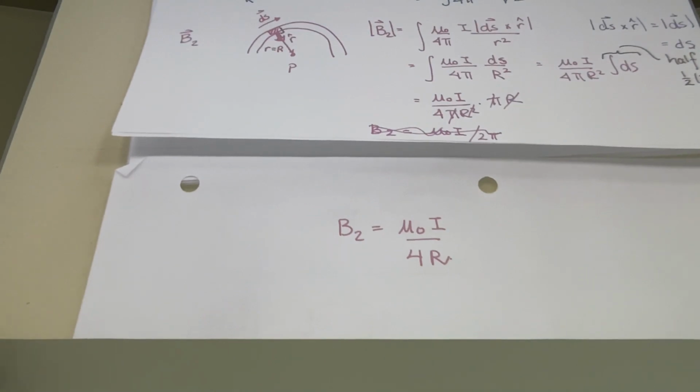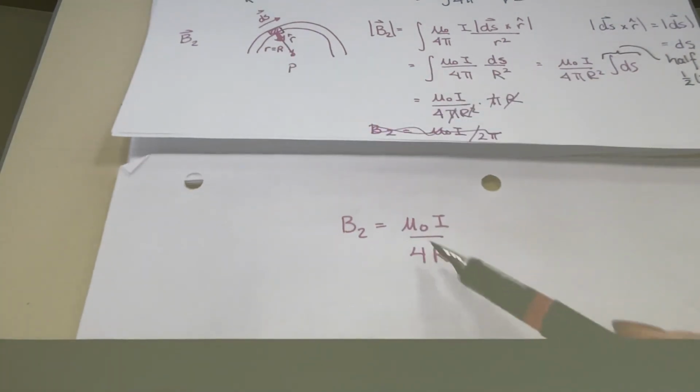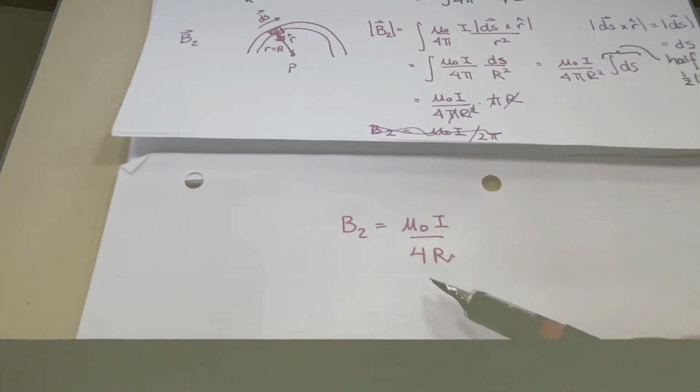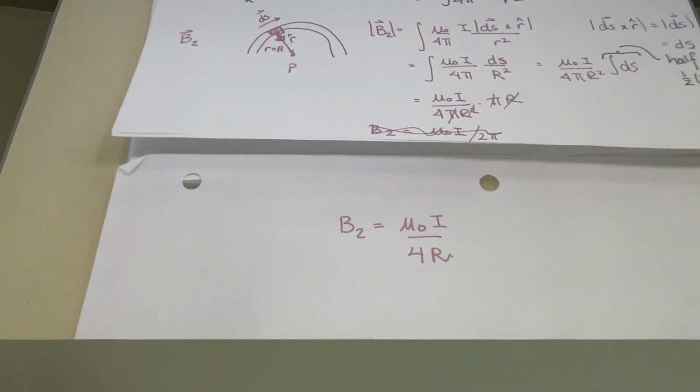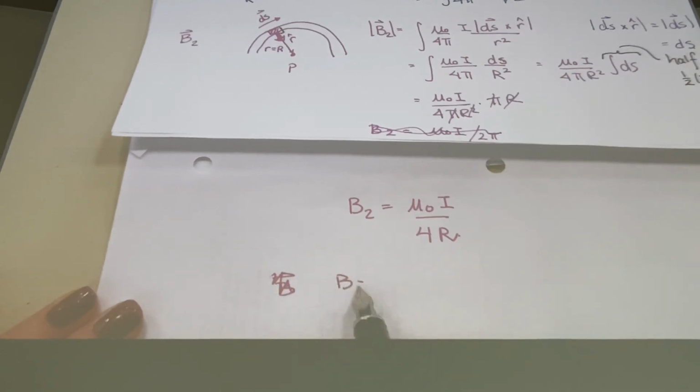This is probably not a surprise in light of the previous result. When we had the full ring, the magnetic field was mu naught I over 2r. This is half that because it's half of a ring. Okay? So no surprises there. To get our direction of the magnetic field, oh wait, let's do our magnitude first. So the net magnetic field is B1 plus B2 plus B3 equals mu naught I over 4r.